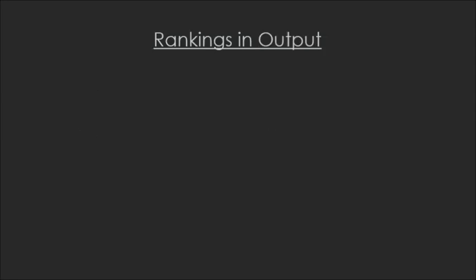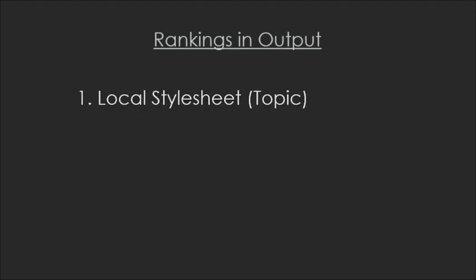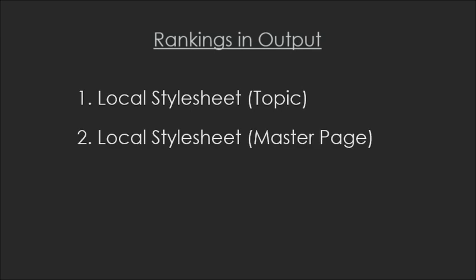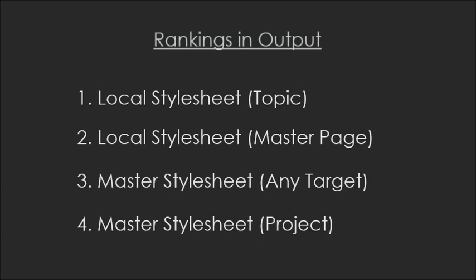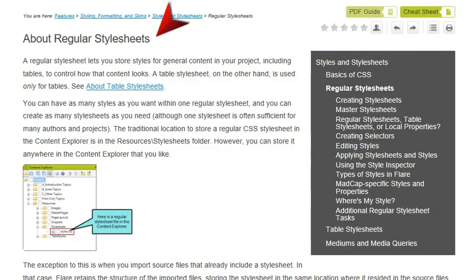The rules are similar, but slightly different when it comes to output. Here are the rankings. Once again, a local style sheet associated with the topic is first. A local style sheet associated with a master page is second. The reason we didn't mention master pages in the other set of rankings is that master page content shows up only when you generate output. You don't see it when you're editing a topic in the XML editor. After these local style sheets, any master style sheet set on any target, not just the primary target, is third. And a master style sheet set on the project level is fourth. For more information and an example, see this topic in the online help.